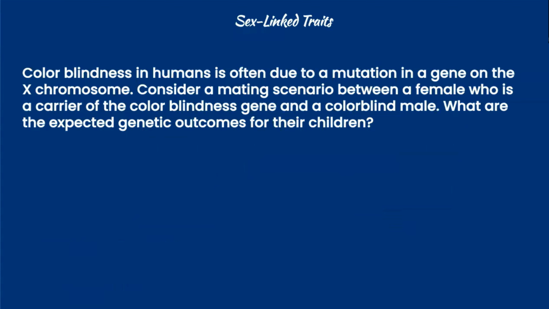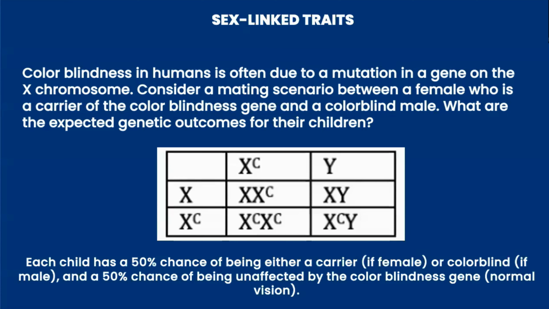Okay, so now that you're done reviewing the problem and potentially giving an answer, it says color blindness in humans is often due to a mutation in a gene in the X chromosome. Consider a mating scenario between a female who is a carrier of color blindness gene and a colorblind male. What is the expected genetic combination or outcome for their children? So they're asking for the genotype or the phenotype.